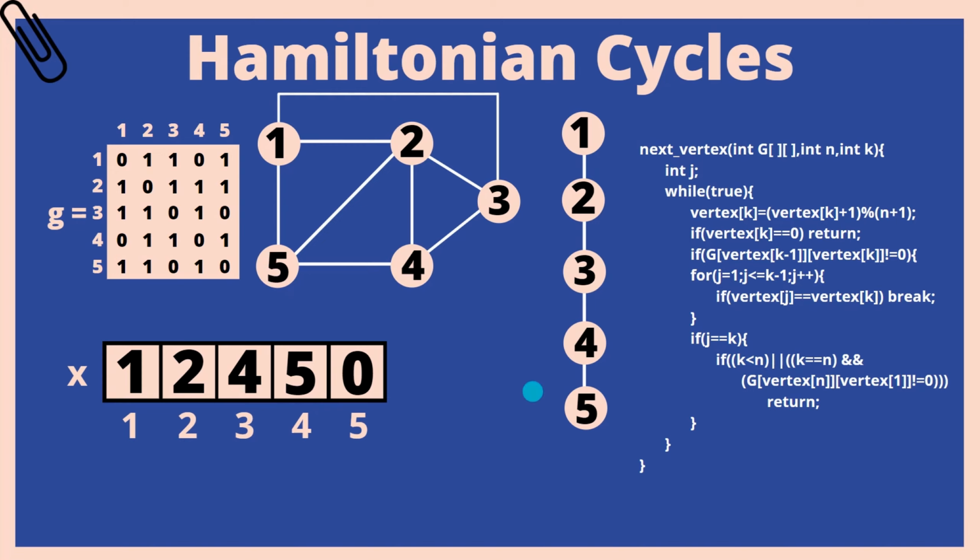Now at the fifth index, our only last option is 3. So is there an edge between 5 and 3? No, there is not any edge. So we'll make this fifth index and fourth index as 0. And now we will move one step ahead in the third index, that is after 4 we will put 5. So is there an edge between 2 and 5? Yes, there is an edge between 2 and 5.